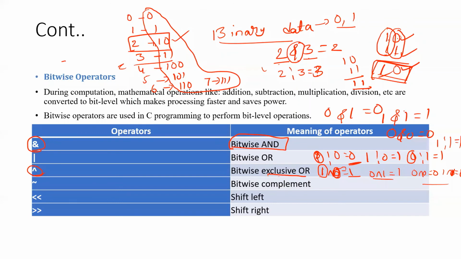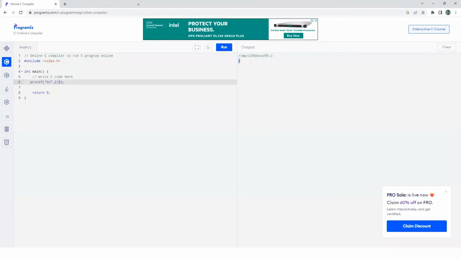For example, if I apply 2 exclusive OR 3, 2 is nothing but 1 0 and 3 is nothing but 1 1. For 1 and 1, both are the same, so it will become 0. For 0 and 1, both are opposite bits, so it will become 1. So if I apply exclusive OR, the result will be 1.